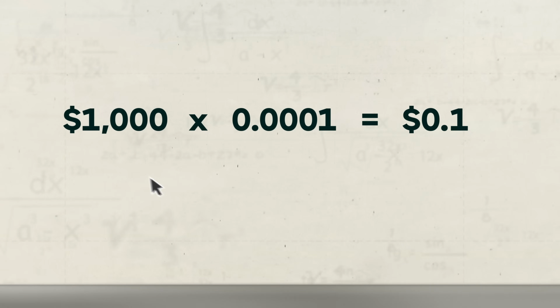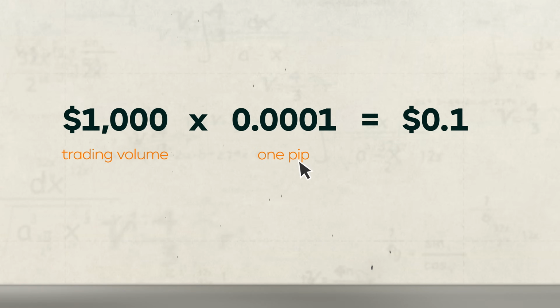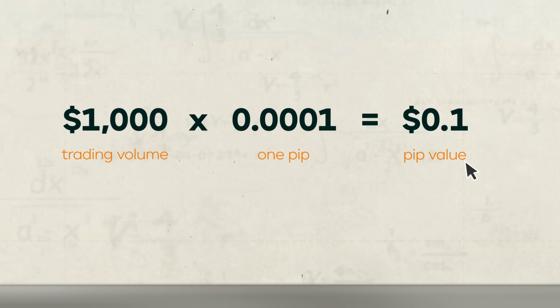The pip value is the estimated value for each 0.0001 point change in the rate of the currency pair traded. To calculate the pip value, you should multiply the trading volume by the pip. Let's take our example. Our trading volume, as calculated, is $1,000. 1 pip for our currency pair is 0.0001, so $1,000 times 0.0001 equals $0.1.